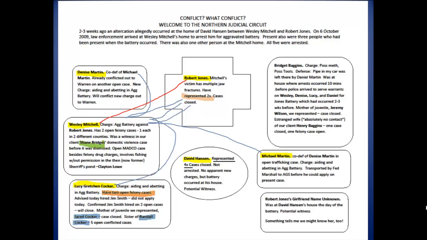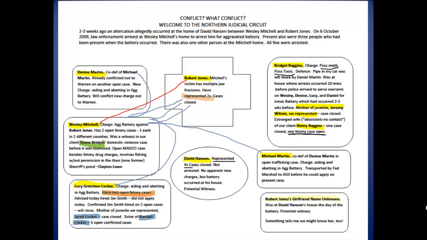potential witness. Then, on a later date, law enforcement goes to Mitchell's house to serve the warrants for the aggravated battery. Bridget Baggins is there, and she is in possession of some methamphetamine. Bridget Baggins is the estranged wife of our client Henry Baggins, 1 case open, 1 closed, and she is the mother of our former juvenile client, Jeremy Wilson.